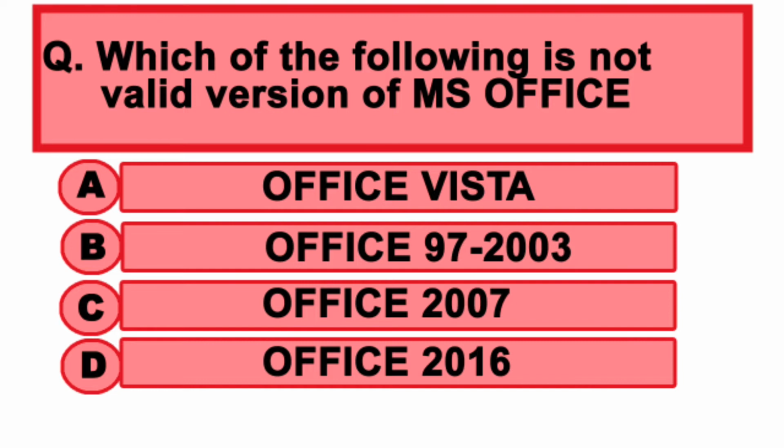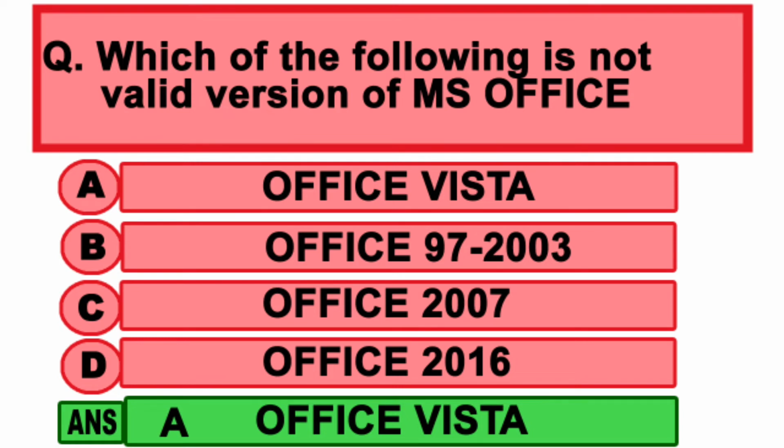Which of the following is not valid version of MS Office? The options are A. Office Vista, B. Office 97-2003, C. Office 2007, D. Office 2016.